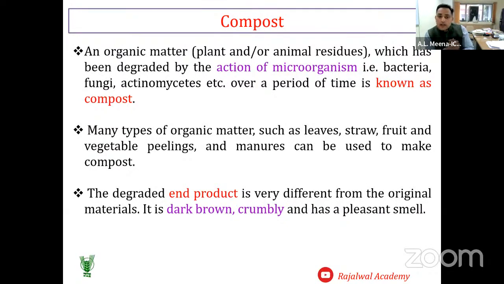Many types of organic matter, such as leaves, straw, fruit and vegetable peelings, and manures can be used to make compost. The degraded end product is very different from the original material, and the final material will be dark brown, crumbly, and has a pleasant smell.